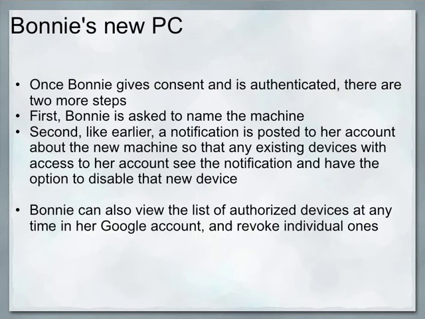Now, another thing to note is that if the user is authenticated on this new PC or even their existing PCs, there are two more things that are likely to happen. The first is that Bonnie would be asked to name this machine, and the second is that a notification of this new machine would be sent out to her other accounts. Again, just in case there's something fraudulent going on. This also has the advantage the user could go into their relationship manager, see a list of authorized devices, and just revoke individual ones.